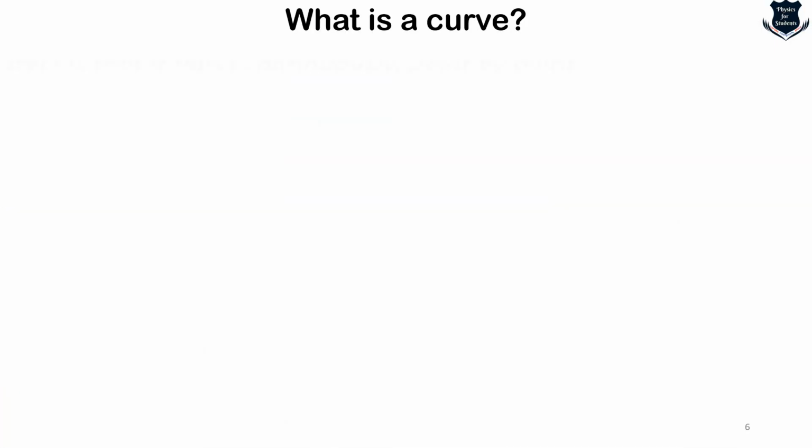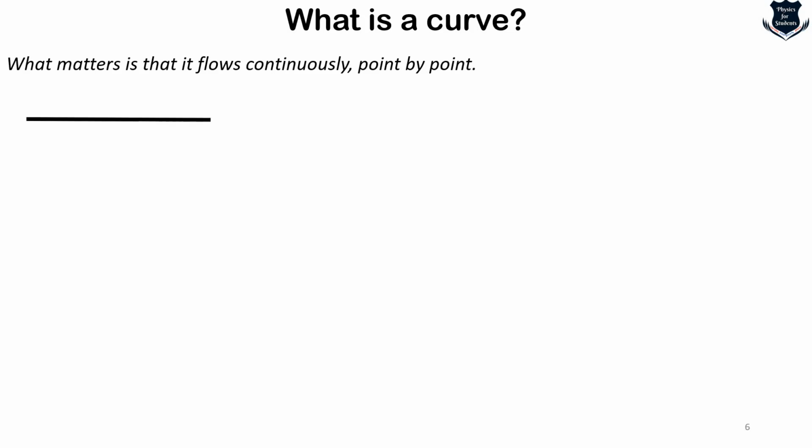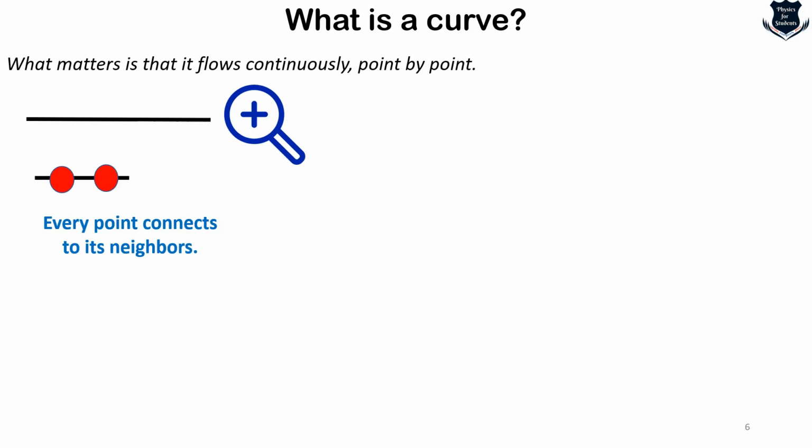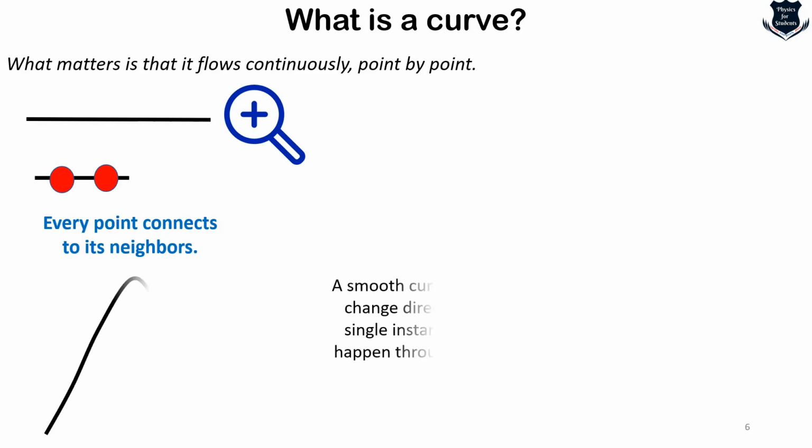Now, when I take this kind of definition or notion that what matters is that it flows continuously from one point to another point, this requires a little bit of introspection. First is that if you zoom in on any two very close moments in time, here is a line and you're zooming in at very close moments in time, the dots or positions are also very close in space. What I mean by that is that every point in the straight line, if you zoom in further, connects to its neighbors.